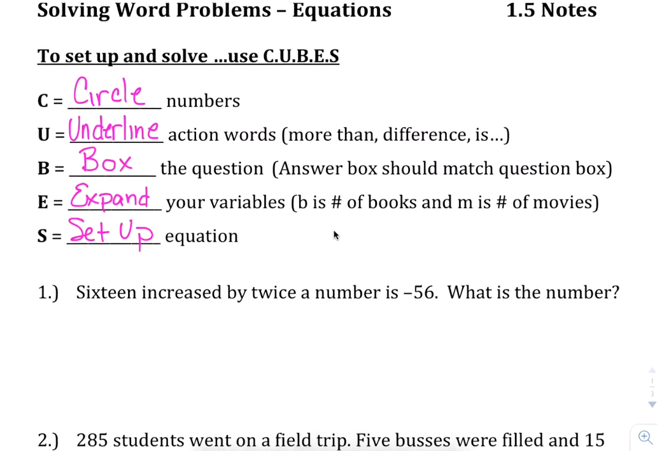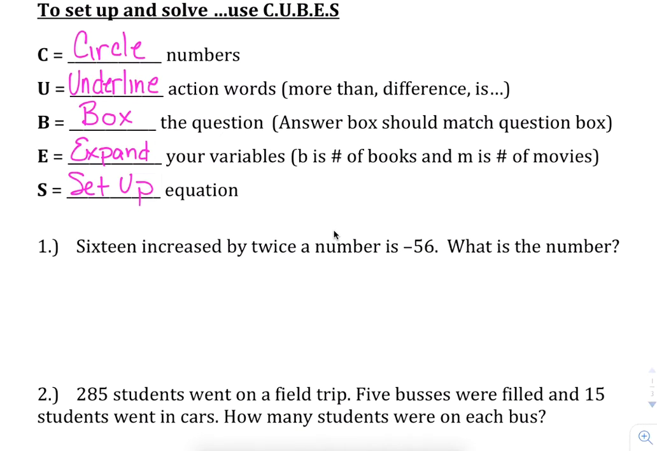Okay? Let's go ahead and look at problem number 1. First thing, I'm going to read it: 16 increased by twice a number is negative 56. What is the number? Okay, first one is a circle. I see 16. That's a number. Increased by. That means the number is going up. That to me symbolizes addition. So I'm going to underline it and put a plus.